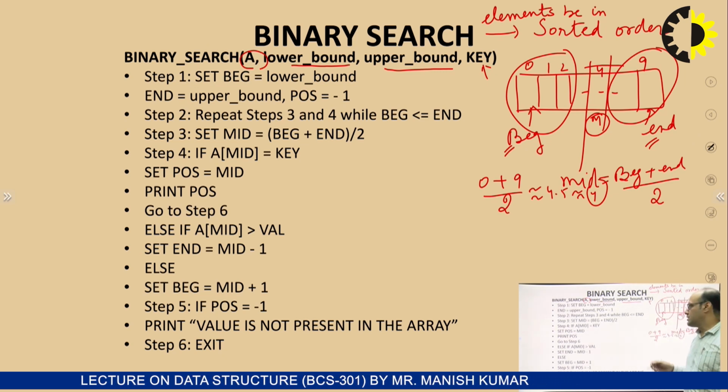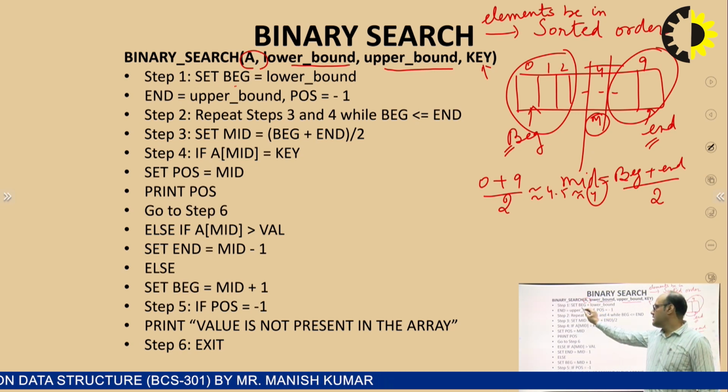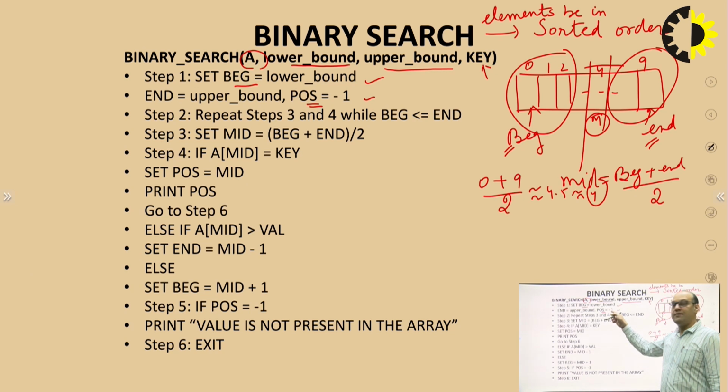Okay. So the same procedure is illustrated in this algorithm. Step 1, we will set the beginning. Beginning is set to lower bound. End is set to upper bound, and the position variable is set to -1. If the element is found, then I will set the value to the found position. Otherwise, it will remain -1, indicating that the element is not found in our list.